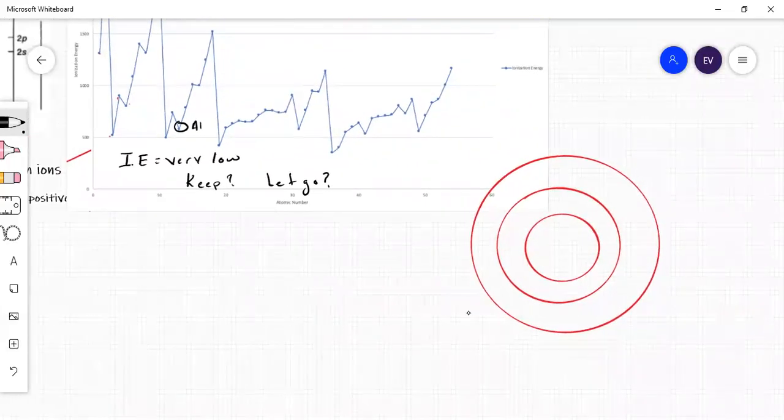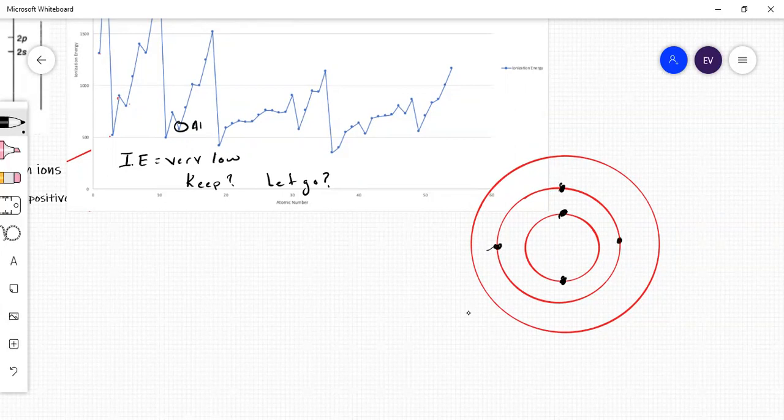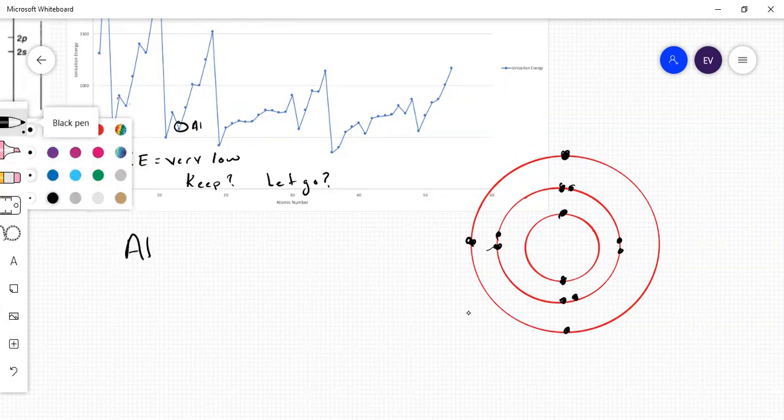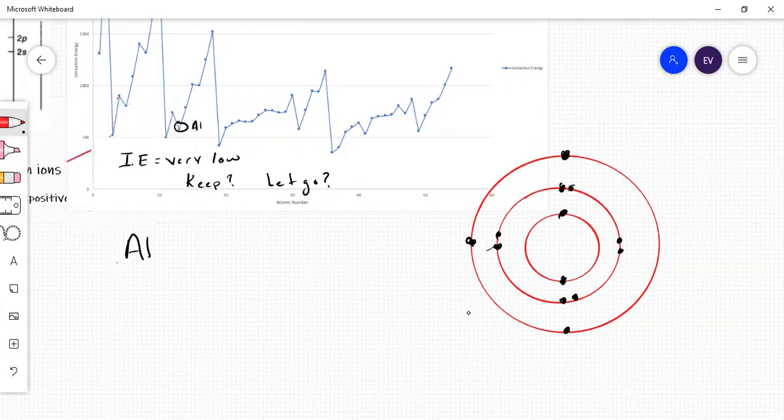So I'm going to do my Bohr model of aluminum. 2, 8, and in the valence shell, we have 1, 2, 3, right? So if I was to do aluminum as a Lewis dot model, it would have 3 electrons in the valence shell, right?